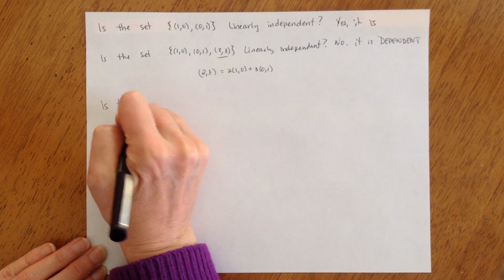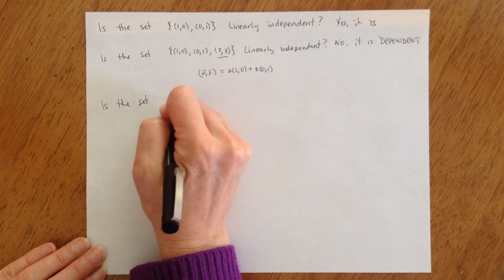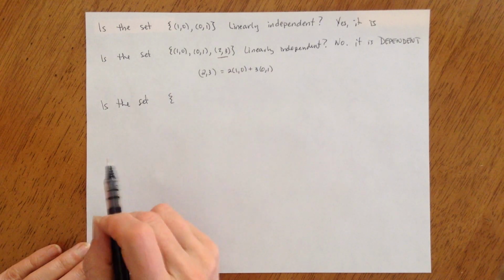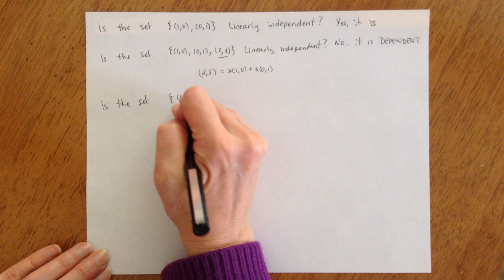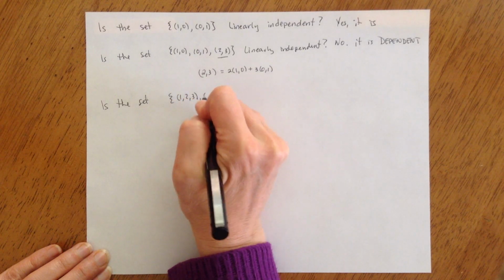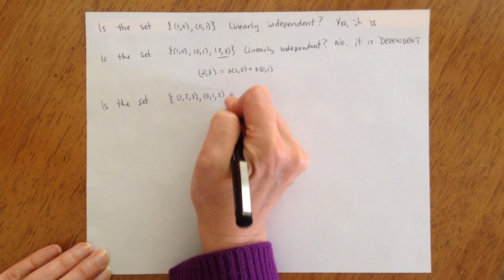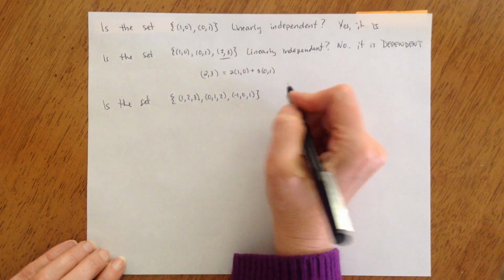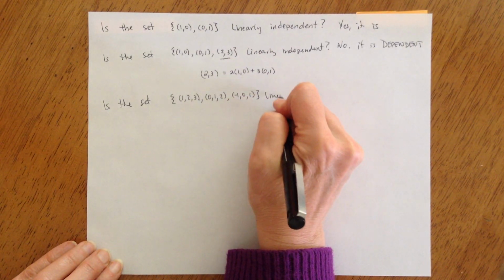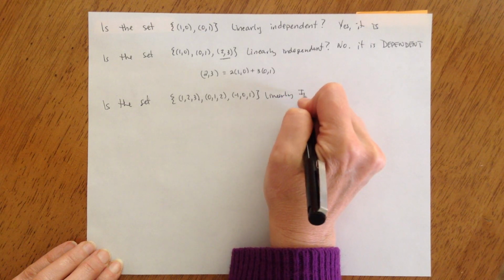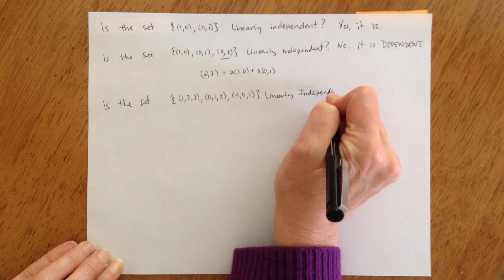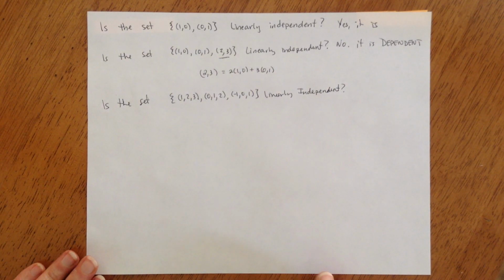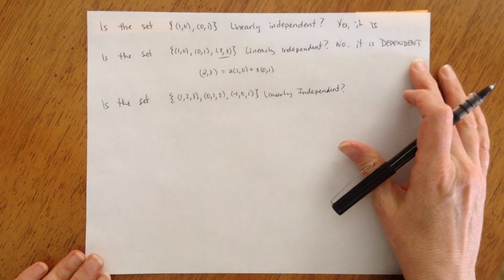Now, that definition that I just gave you, that one of the vectors is a linear combination of the others, is not always easy to see, depending on the vectors, how big the set is, and so on. So is this set linearly independent? And the answer is, at least at a glance, I do not know.